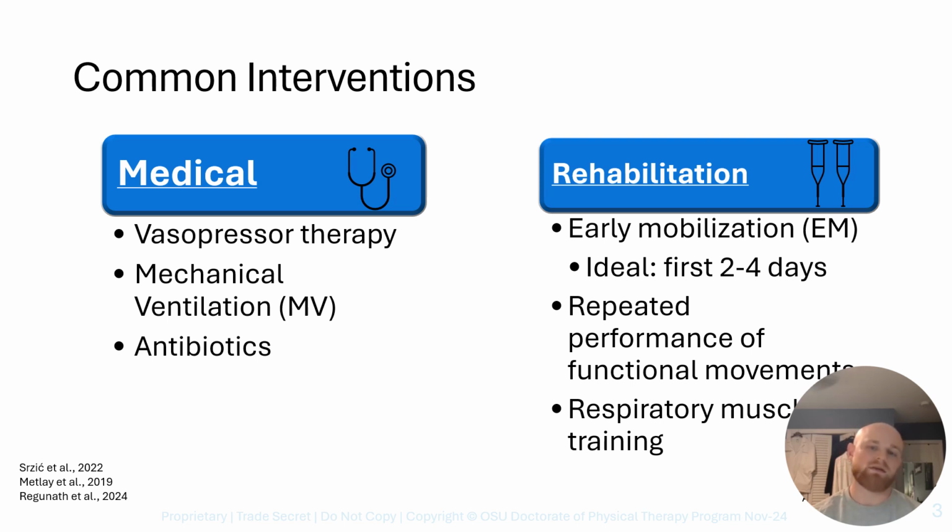On the rehab aspect, early mobilization is commonly cited in the literature, and this is defined as any activity where the patient is actively participating, and that could be from the level of the edge of the bed onward. And this is ideally started within the first 2 to 4 days of ICU admission for the best results in psychological, physical, and cognitive domains to help stave off the development of post-intensive care syndrome, or PICS.